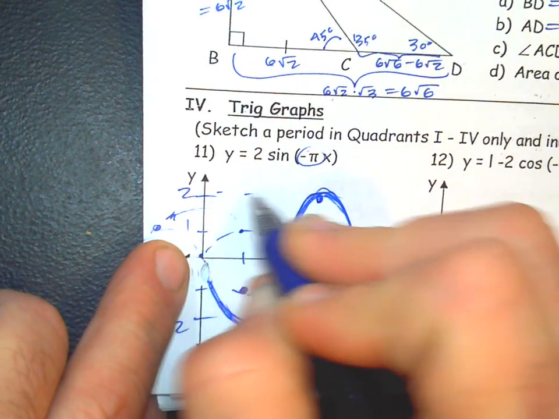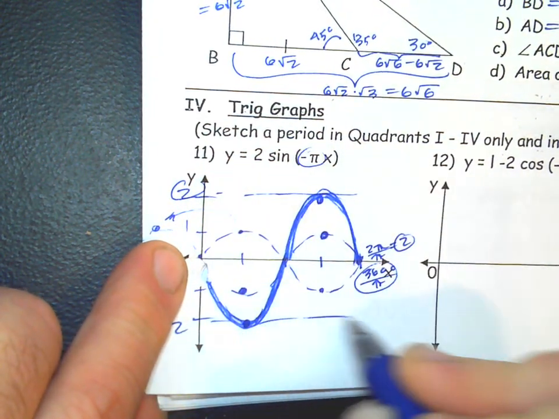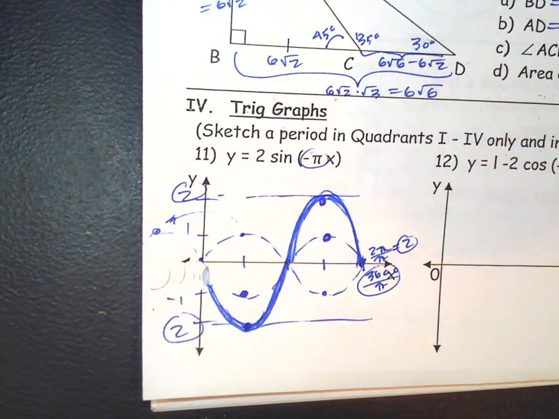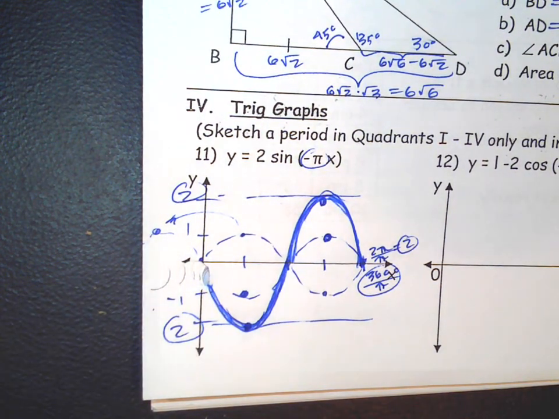And we're going to mark the max and the min values. And there you go. That's your graph. Show your work. Okay, next one.